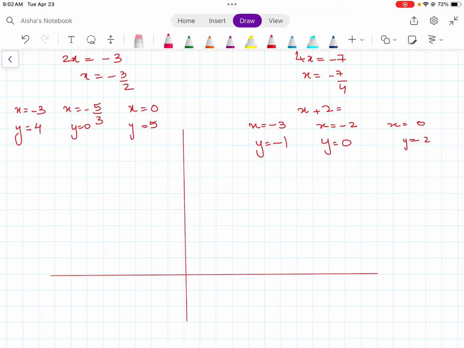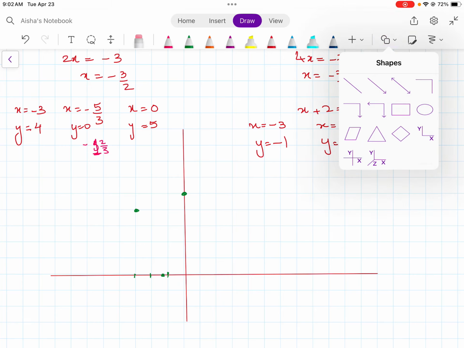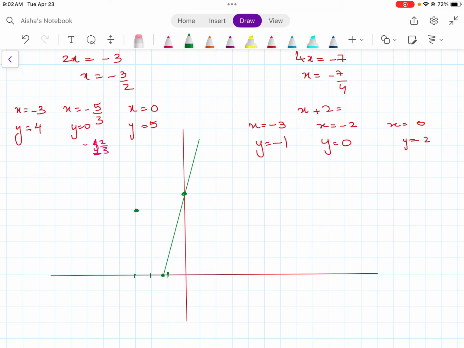Alright, so minus 5 upon 3 is minus 1 whole 2 upon 3. Okay, so at 0 it is 5. At minus 1 whole 2 upon 3 it is 0. At minus 3 it is 1, 2, 3, 4. So this is the graph of 3x plus 5.